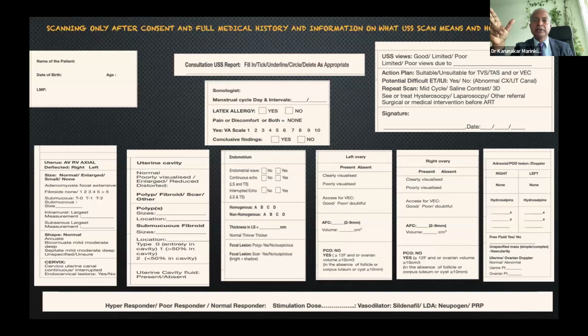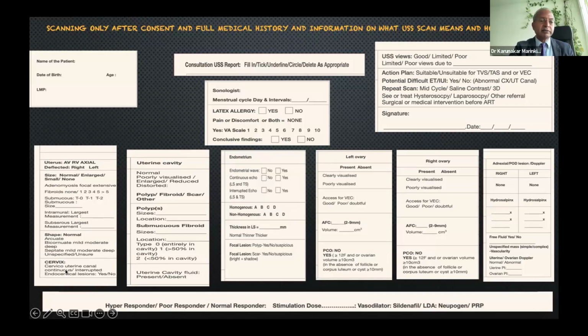There are blood vessels in between. There are fibroids in between. Okay, so your report should reach this point of clarity that this patient is suitable or unsuitable for transvaginal egg collection or suitable for transabdominal egg collection.